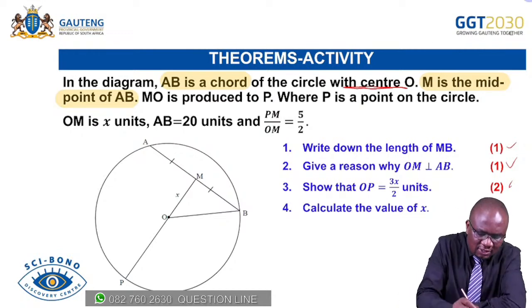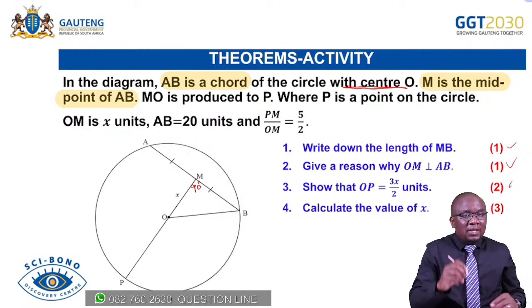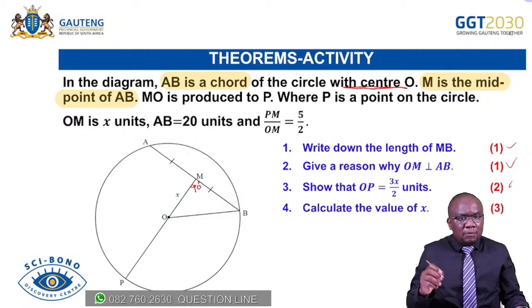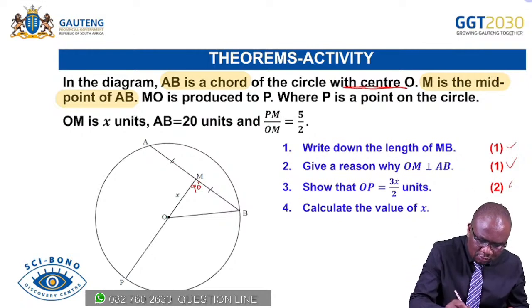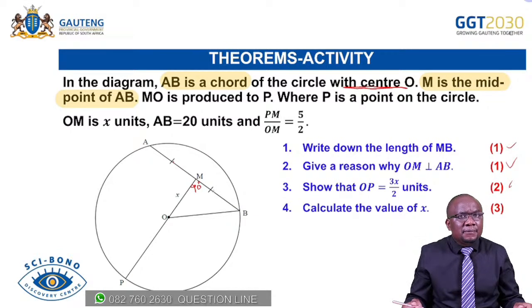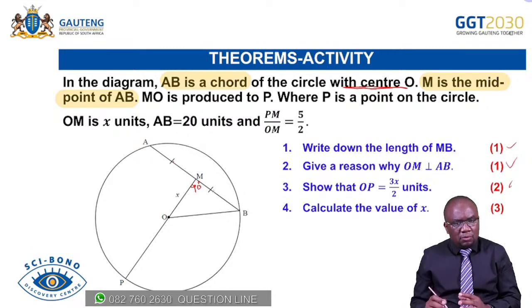Now I can even see that this one, I can say this is 90 degrees, because a line drawn from the center to the midpoint of the chord is perpendicular to the chord. AM is equal to MB is given. There are a lot of things that you can write about. Now, after understanding the information, go to the question.